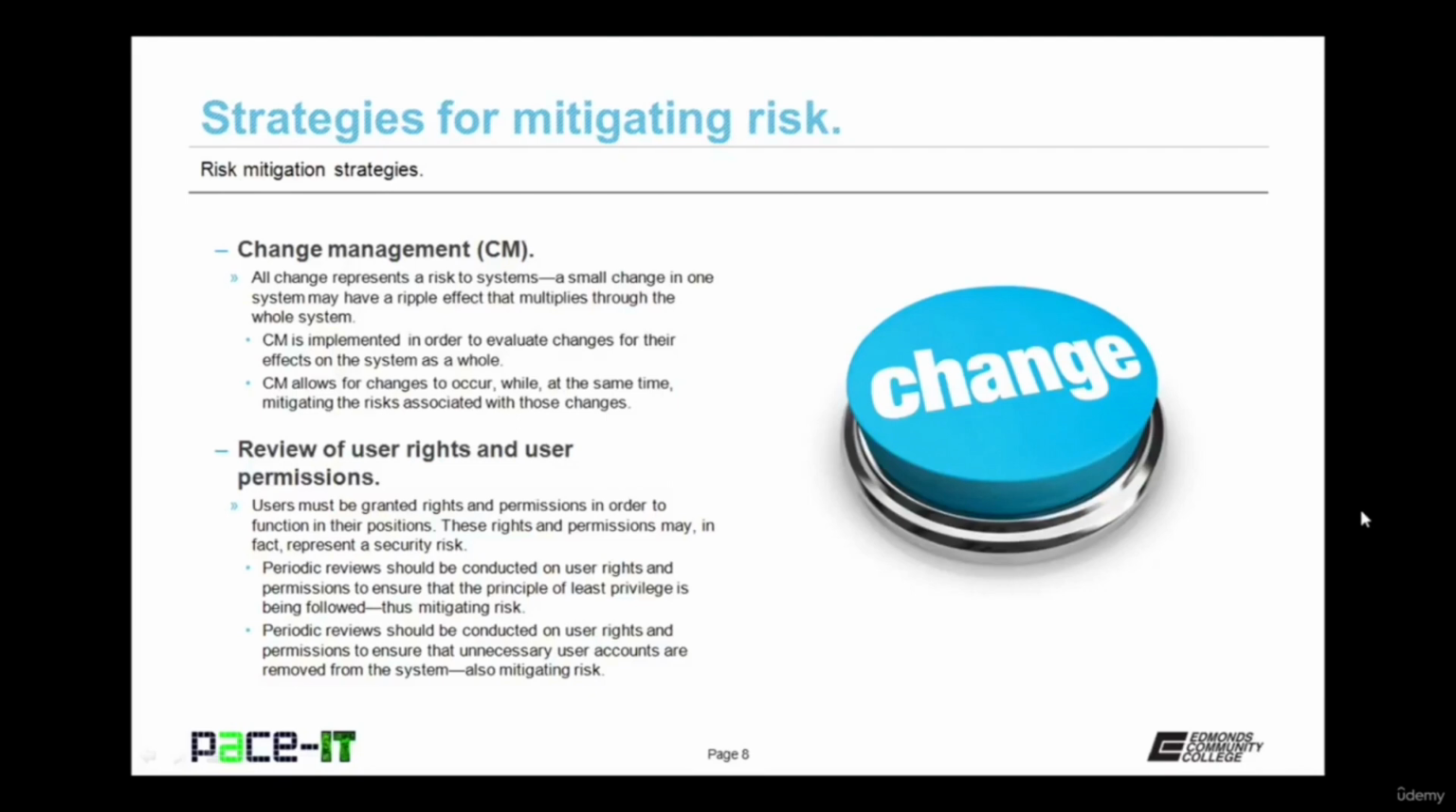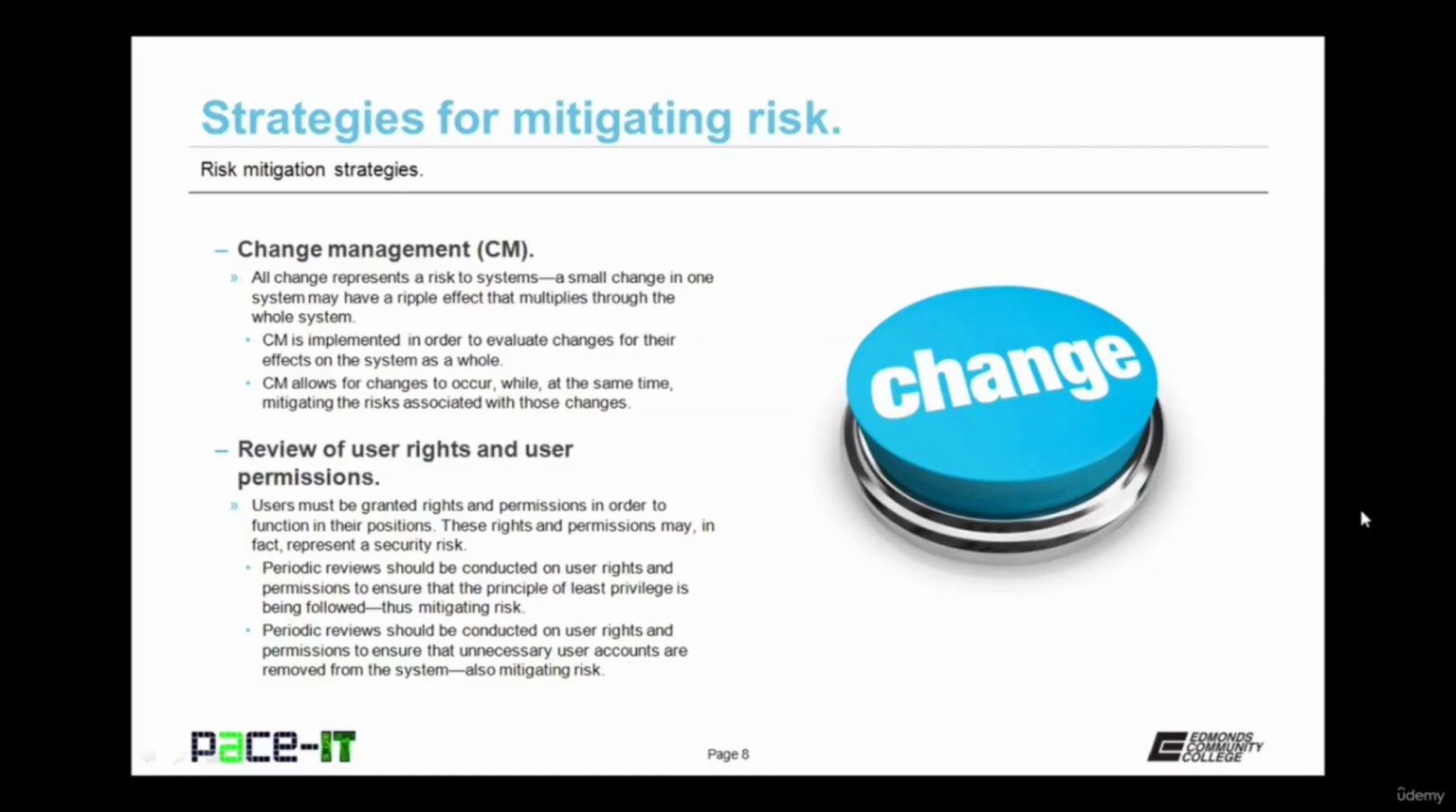A small change in one system may have a ripple effect that multiplies through the whole system. Change management is implemented in order to evaluate changes for their effects on the system as a whole, which can bring to light some hidden risks associated with a change. Change management allows for changes to occur while at the same time mitigating the risks associated with those changes.